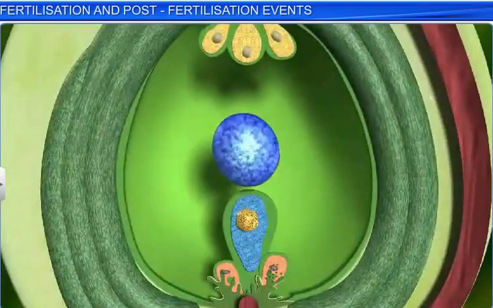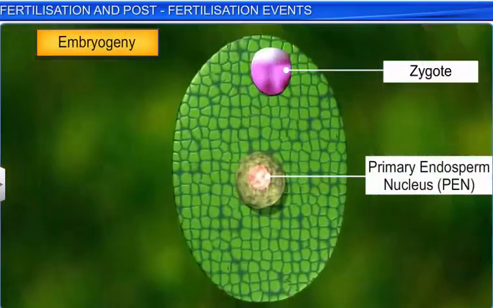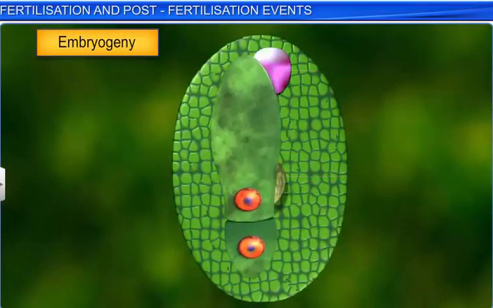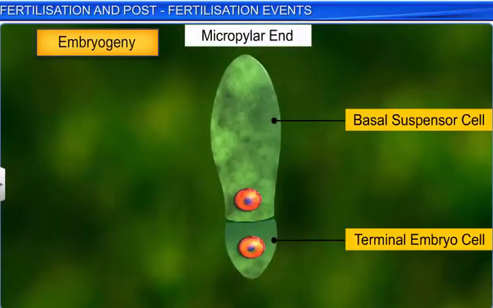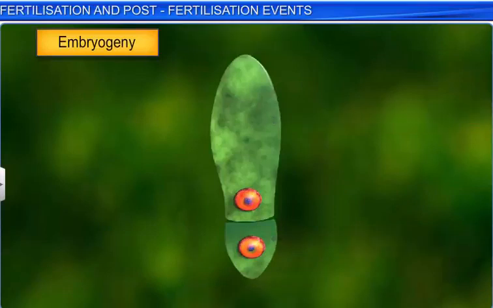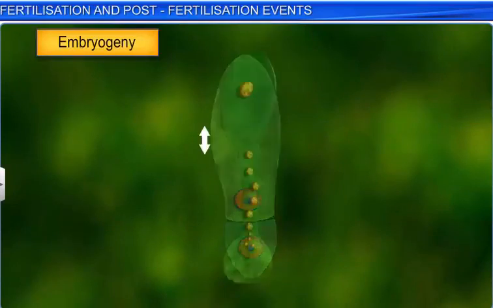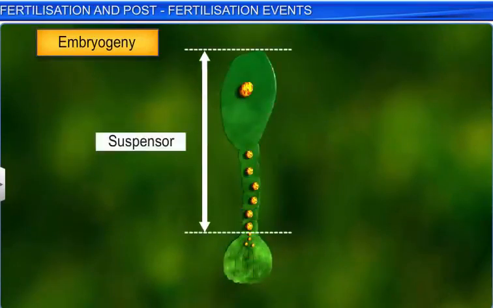Studies by botanists have revealed that during early embryogeny, the zygote divides into two cells: the basal suspensor cell towards the micropylar end and a terminal embryo cell towards the chalazal end. The basal suspensor cell further undergoes mitotic divisions and forms 4 to 8 cells, which push the terminal embryo cell into the tissue of the endosperm to allow it to derive nourishment.